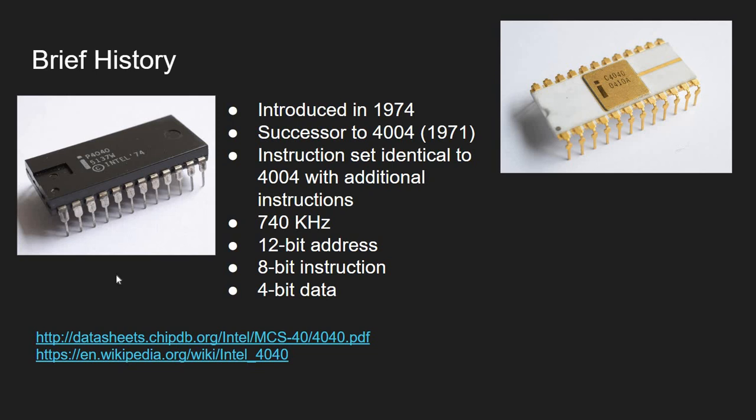And they decided to keep the instruction set almost identical to the 4004 CPU, and they only added several additional instructions. We'll see this soon. The new CPU worked at a clock frequency of 740 kilohertz. It maintained the principles of the previous CPU by offering a 4-bit bus with the external world, and on this 4-bit bus it was possible to send 8-bit instructions or 12-bit addresses or 4-bit data.